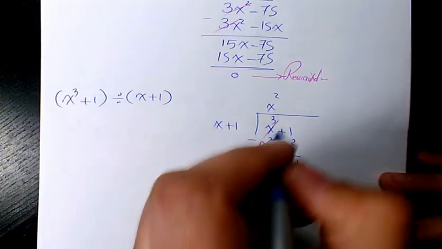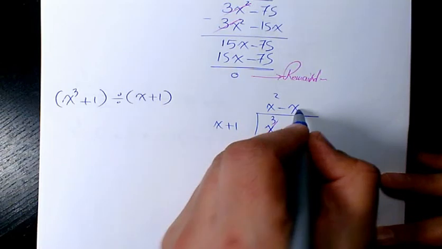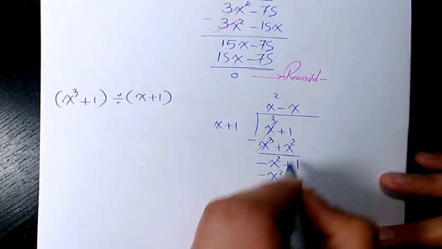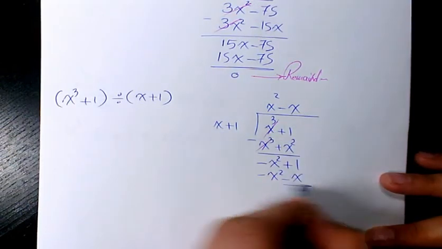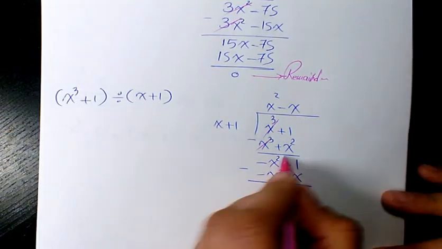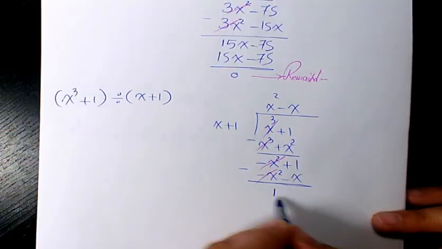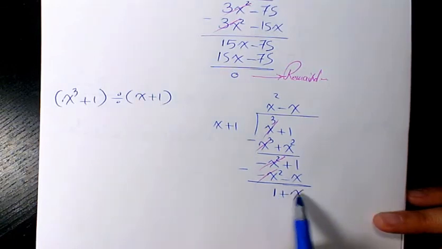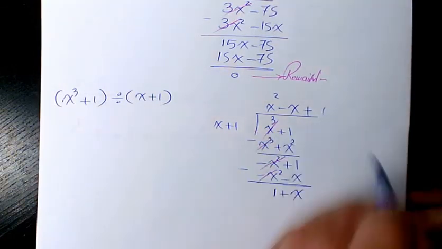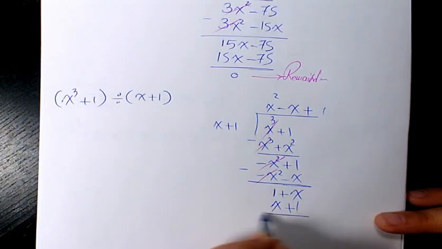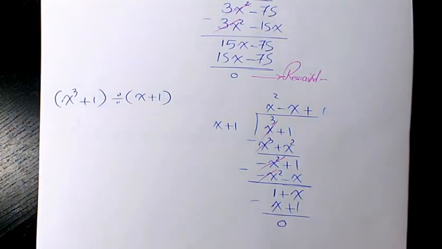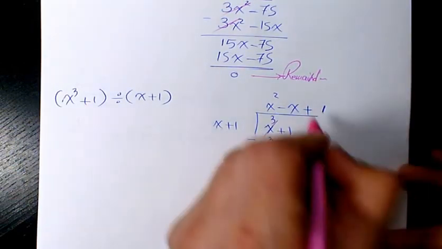Negative x squared divided by x is going to be negative x. Negative x times x, negative x squared. Negative x times 1, negative x. When you subtract it, these two cancel out, and we will have 1 minus negative x, which is 1 plus x. 1 plus x divided by 1 plus x is going to be just 1. So these two cancel out, it's going to be 0. So the answer is x squared minus x plus 1.